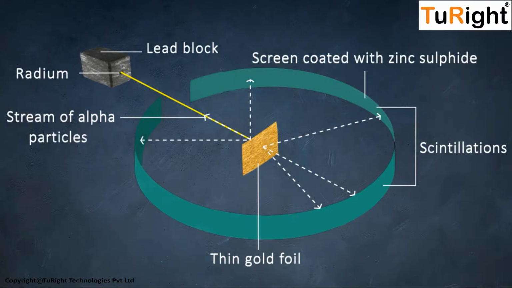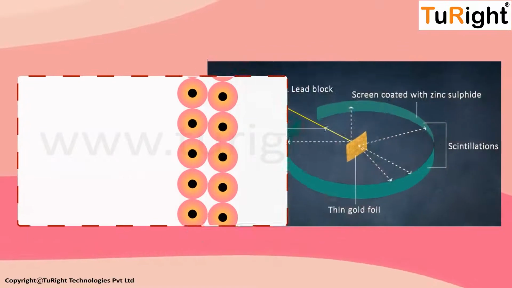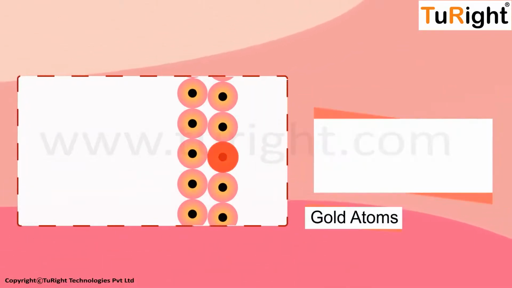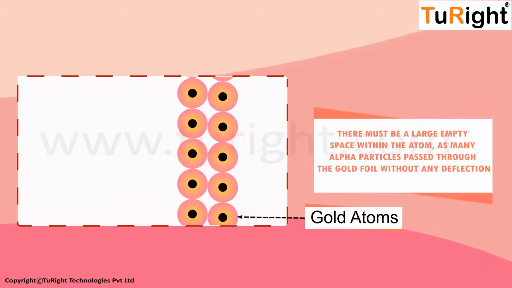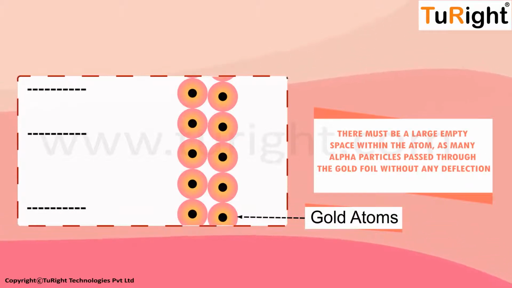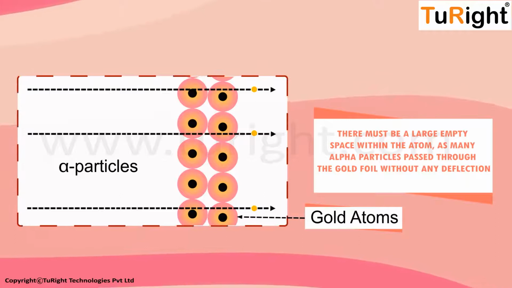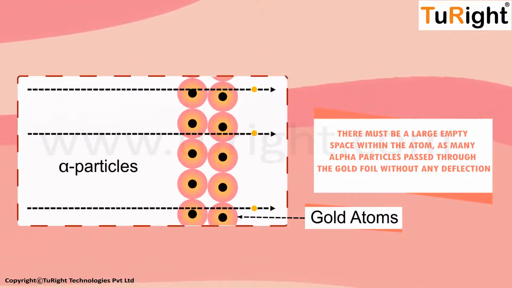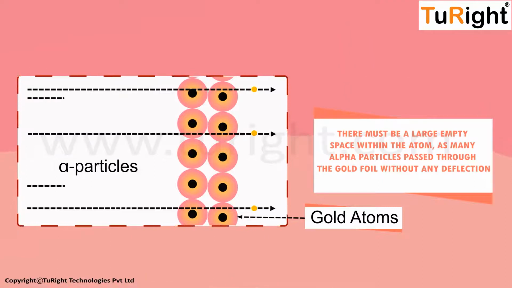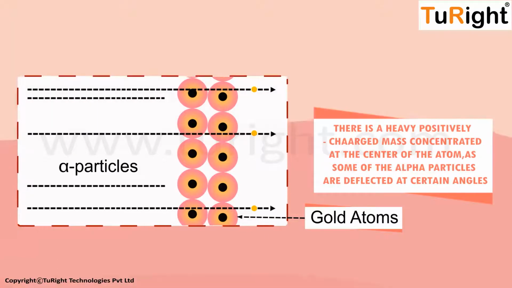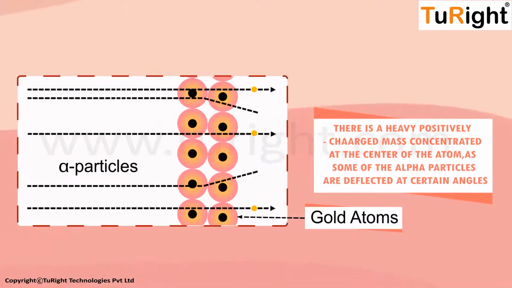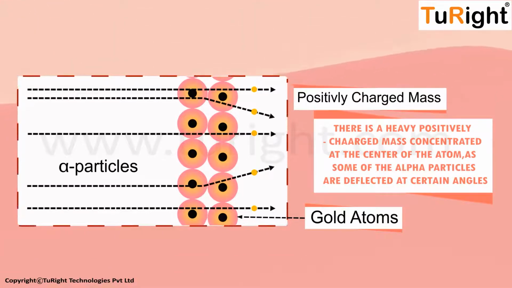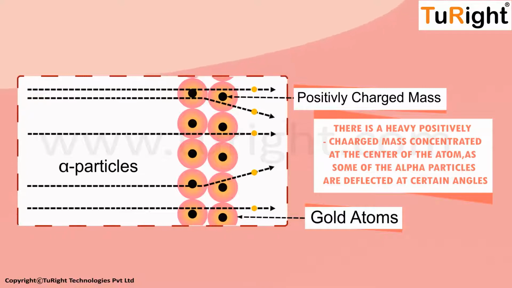Based on the observations, Rutherford concluded that there must be a large empty space within the atom, since most of the alpha particles pass through the gold foil without any deflection. Some alpha particles are deflected to certain angles, which means there is a heavy positively charged mass present in the atom.